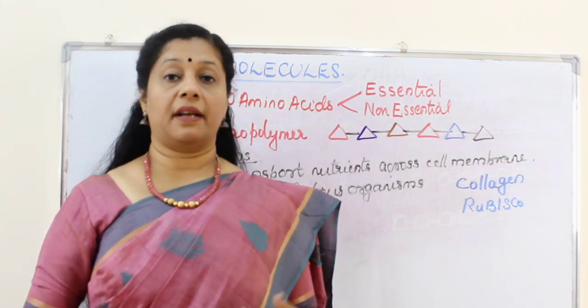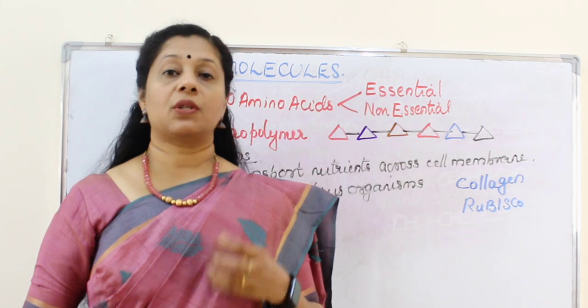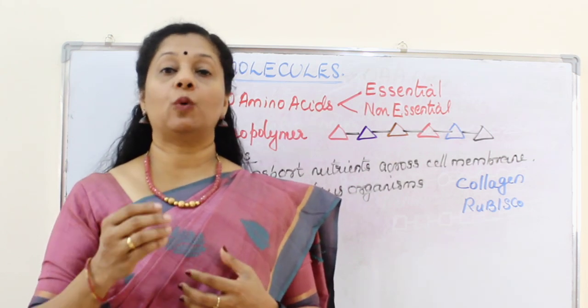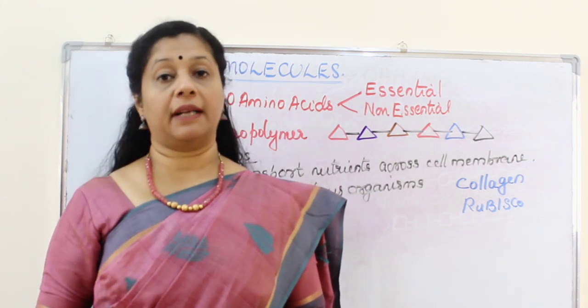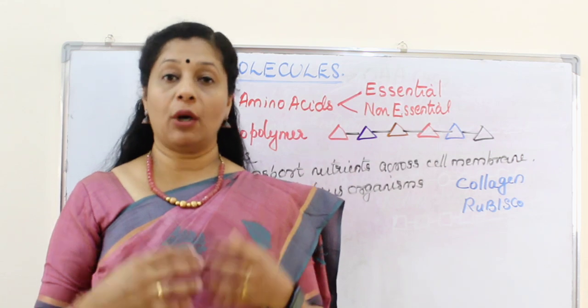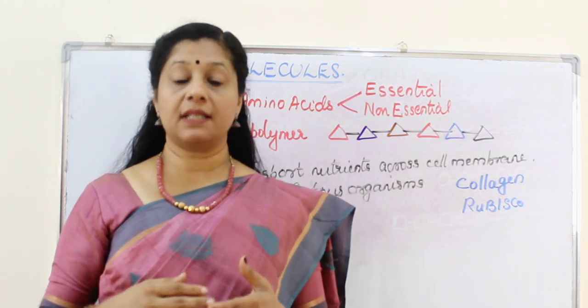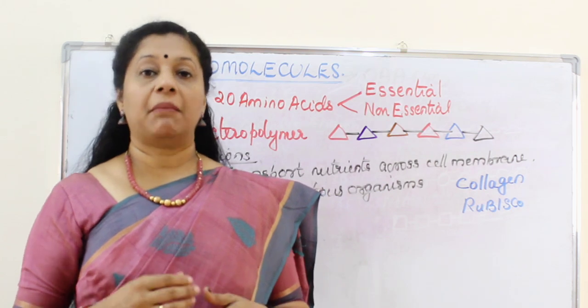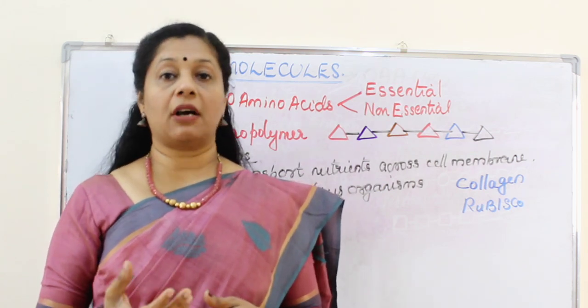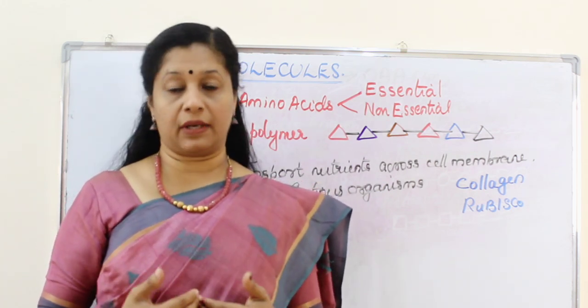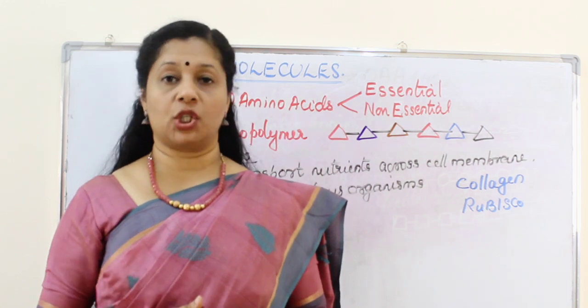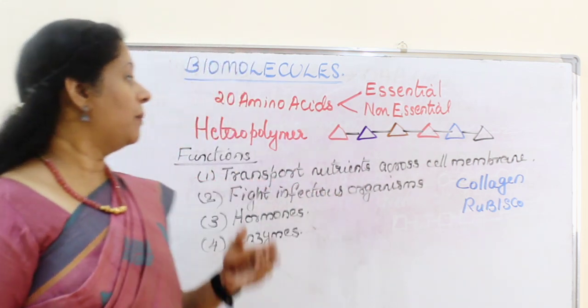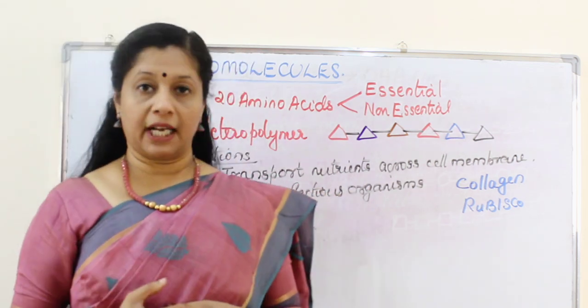Some amino acids are very essential for our health, so we have to obtain them through the dietary protein. That means through the food that we are eating, we obtain these essential amino acids which are very crucial for our health. So they are called essential. But there are certain amino acids which our body can synthesize as per our need, that is called non-essential amino acids.